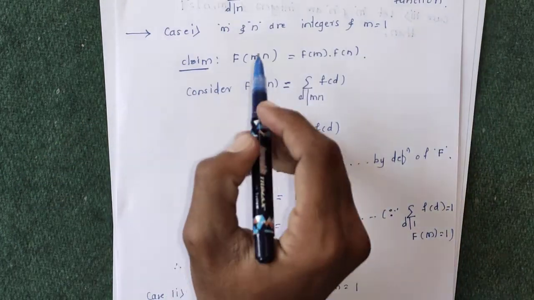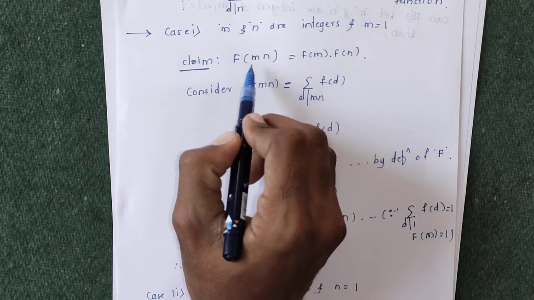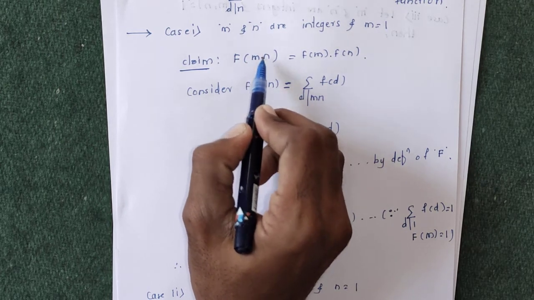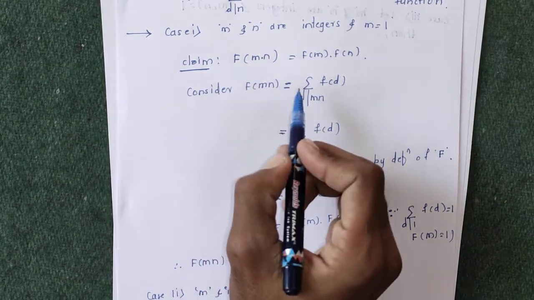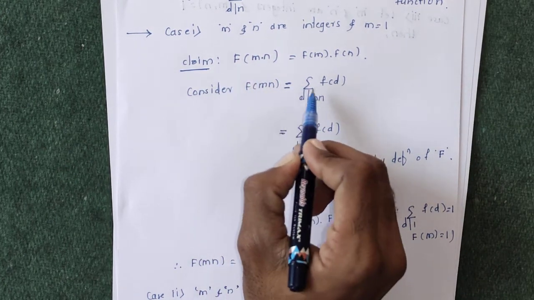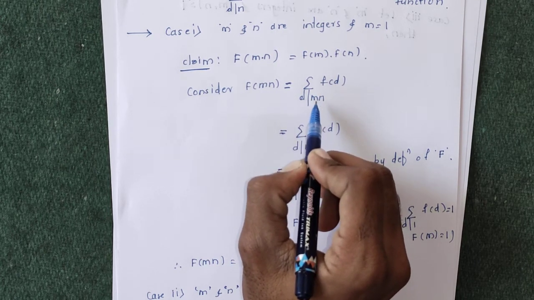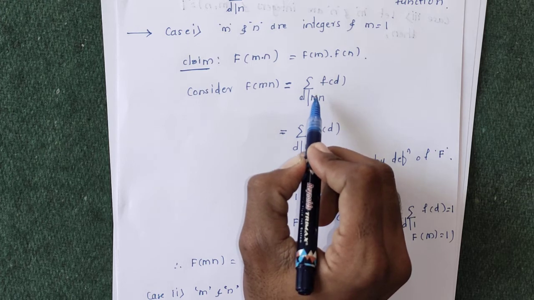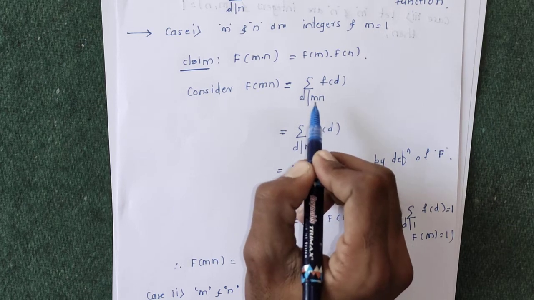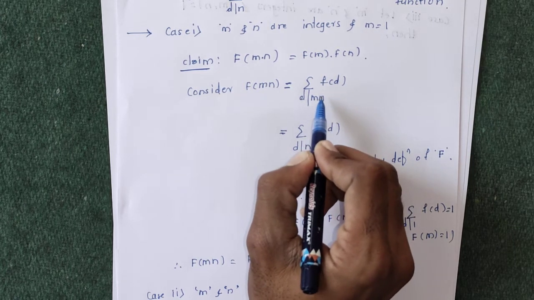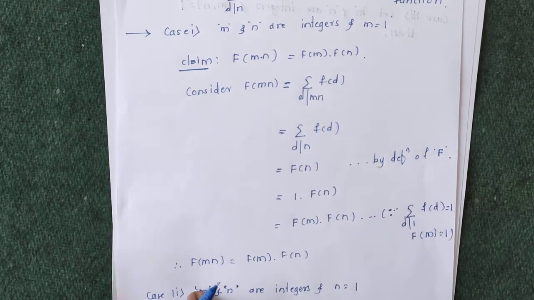Here we are going to prove capital F of mn is equal to capital F of m into capital F of n. Now here capital F of mn, that is the multiplication of m and n. If we apply the definition of capital F, we get capital F of mn is equal to the summation of f of d, such that d is a divisor of mn. And in the third case we have taken the GCD of m and n equal to 1. So by the previous remark, the divisors of mn are just the products d1 d2, where d1 is a divisor of m and d2 is a divisor of n.